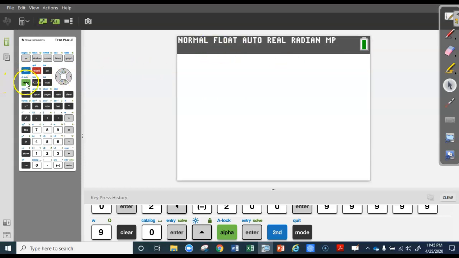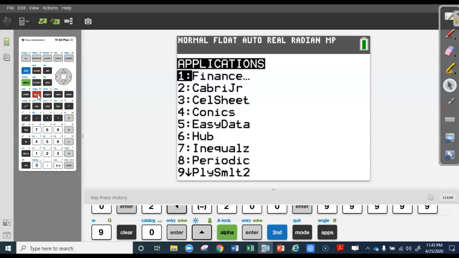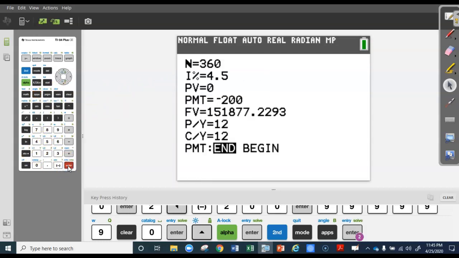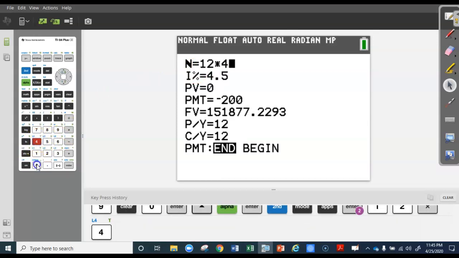So I'm going to go down to apps. It's this value right here, apps. And then finance is number 1, so that's already selected. I hit enter, enter, and I'm right where I need to be. Now this one was 40 times 12, which you can just put in 480 if you want to, or you can enter the 12 times 40, which is 480, and then hit enter.